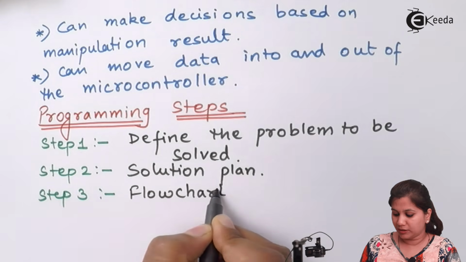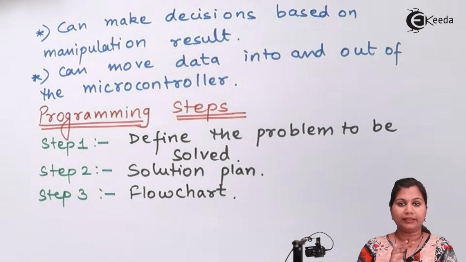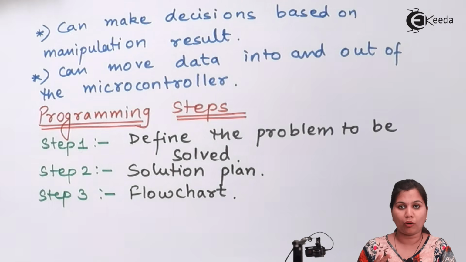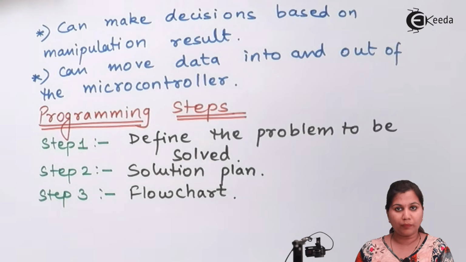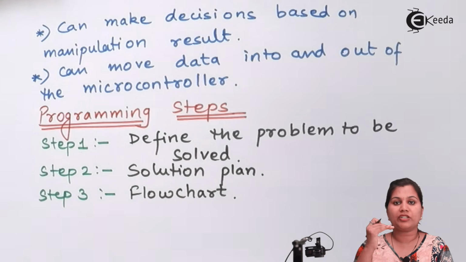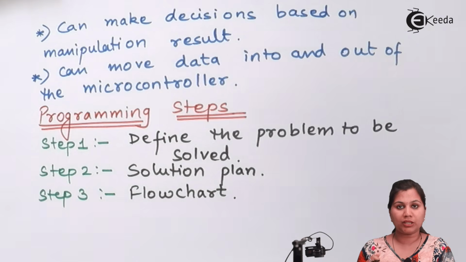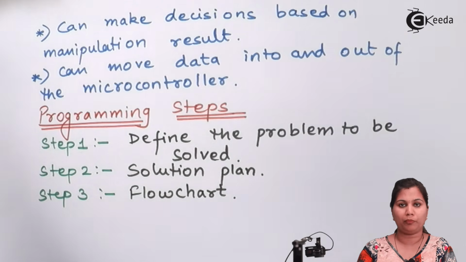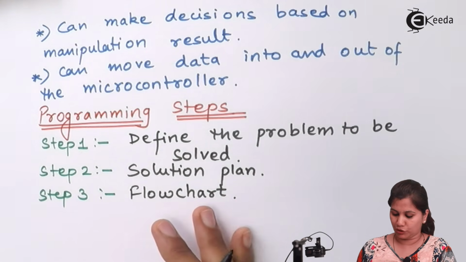When we have got the solution that in this way we are going to solve our problem, then in the third step we will draw the flow chart, that which what will be the sequence of solving the problem, which is the first step, second step, third step, in which sequence we are going to solve the problem. So that is defined in step number 3 with the help of the flow chart.